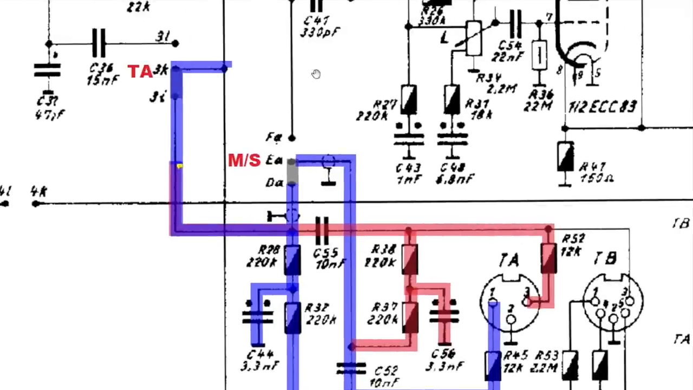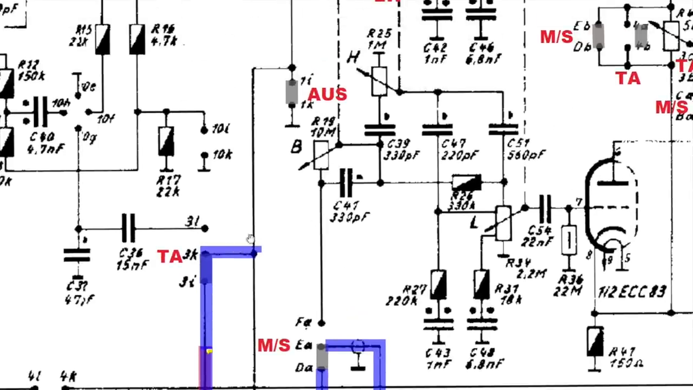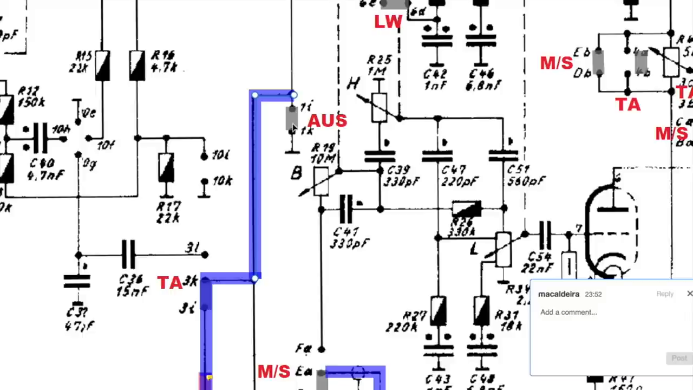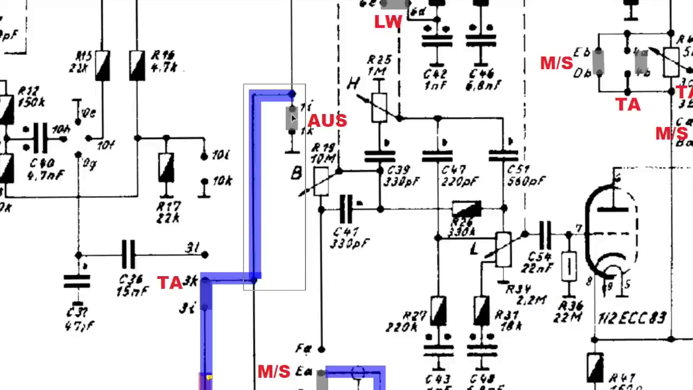So we'll carry on going upwards. It's going up that way. Our signal carries on up here, and it gets to here and it meets a switch. Now, what the hell is that switch doing there? Well, that is when you switch off. When you switch off the radio, that thing shorts.